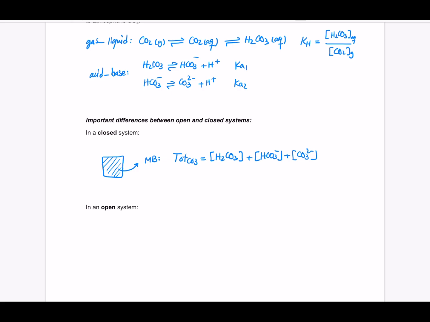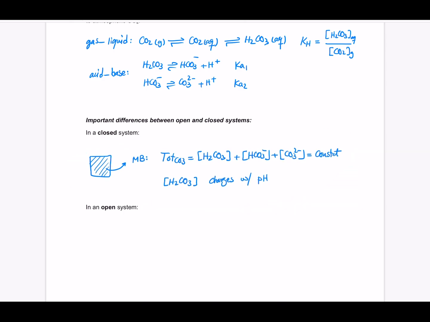But always the combination of the three, no matter the pH, would follow the conservation of mass because the system is closed. This is a very delicate difference between a closed system and an open system. In the closed system, all the species, including H2CO3, change with pH, but the total is constant. What I'm doing by changing pH is changing the ratio of H2CO3, HCO3 minus, and CO3 2 minus. If I increase the pH, I get more bicarbonate and carbonate, and if I reduce the pH, I'm protonating it more to be more carbonic acid. But eventually, the overall concentration would be the same.